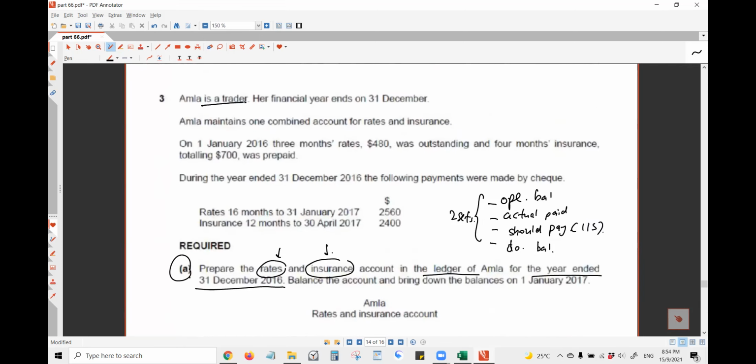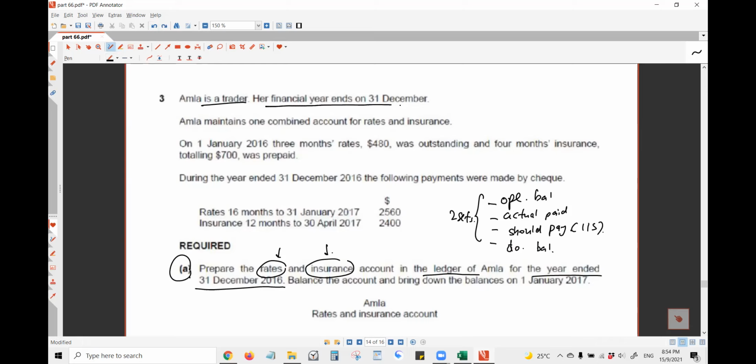Amla is a trader. The way you work on this is the same. Don't worry. Just keep looking for the 4 items. Follow the rules of recording. Then you can get it right. But the challenge for this question is in determining the closing balance. It's not easy to determine the closing balance. Later, I will tell you how to determine it. The ones in pink, we will see later.